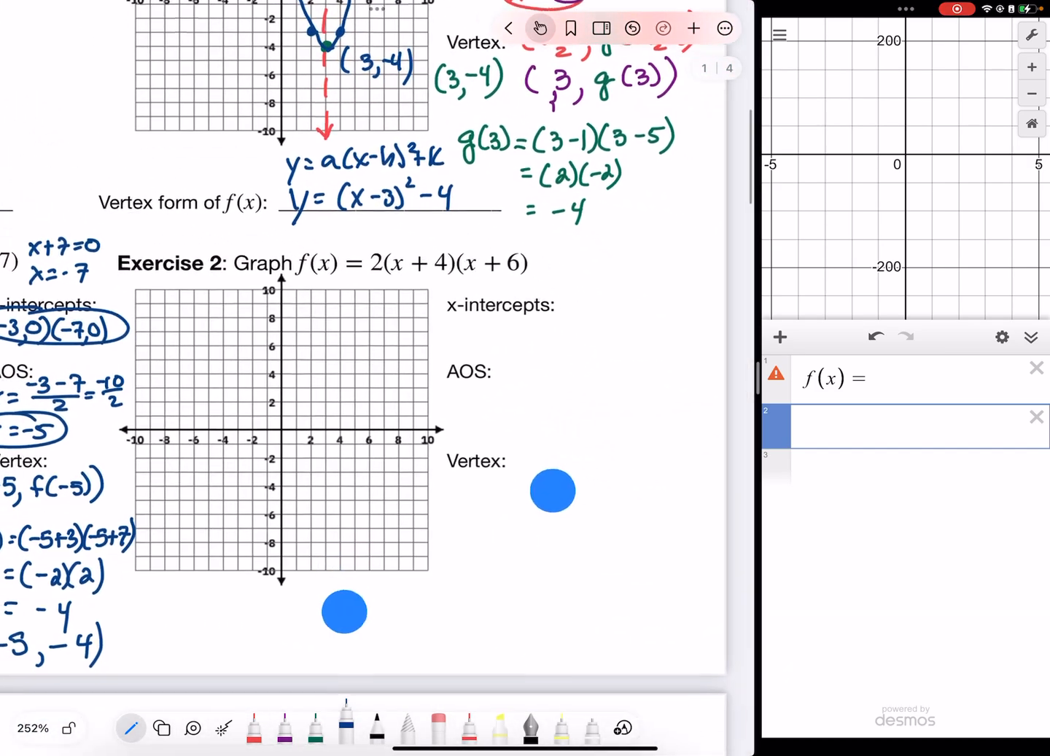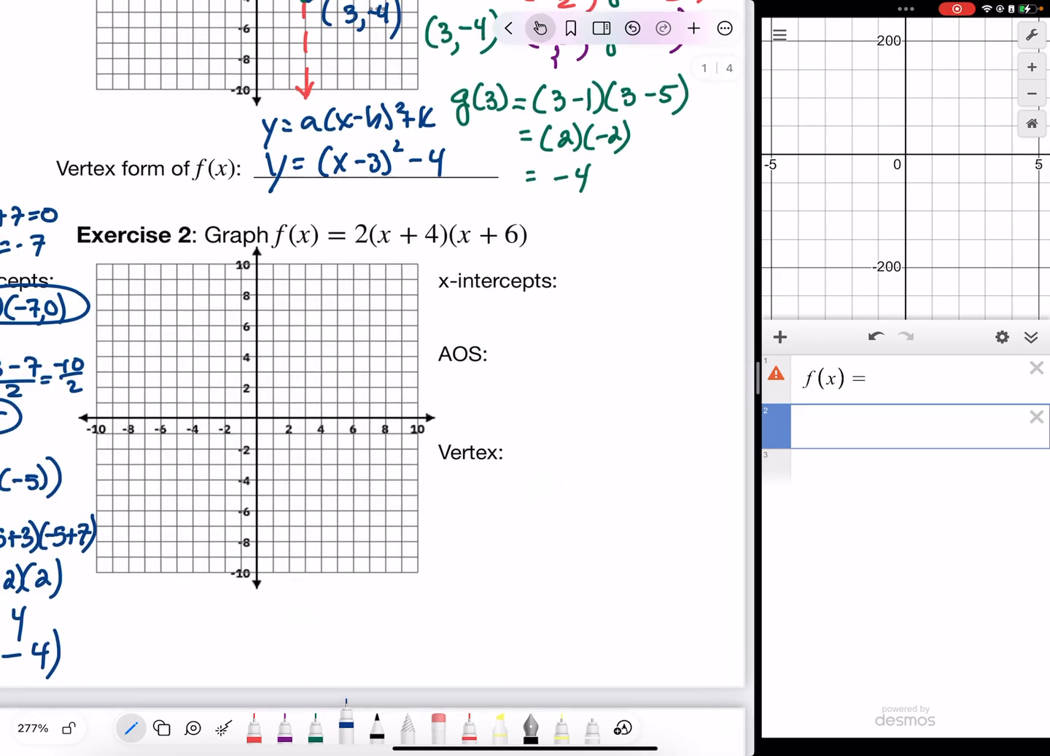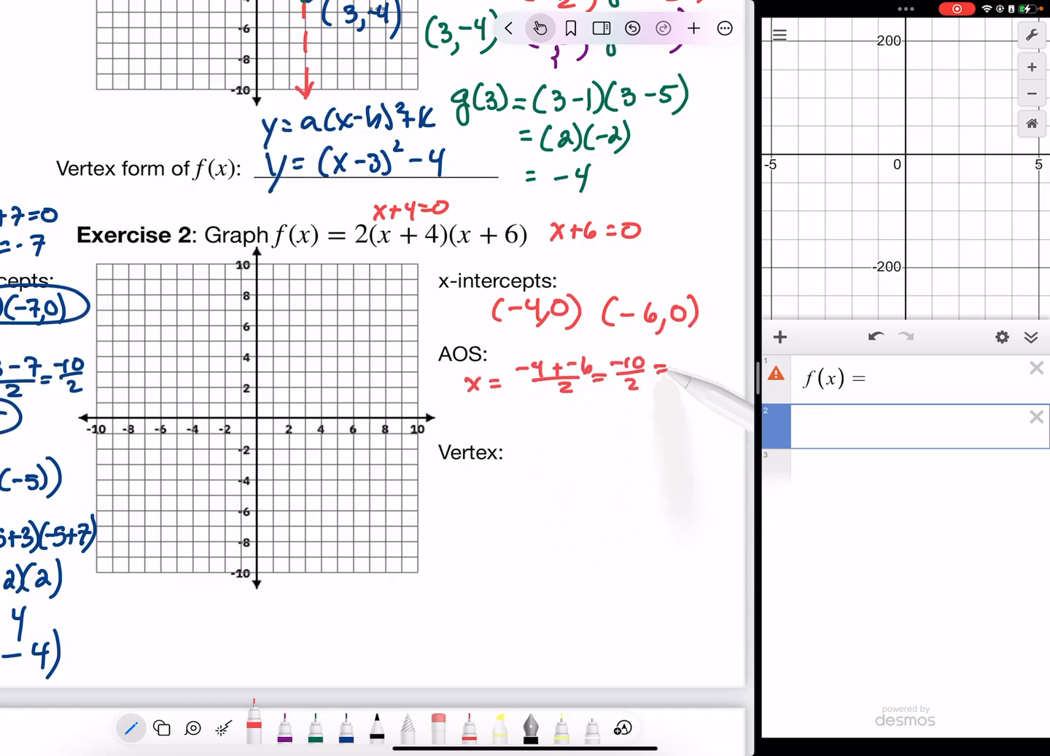Exercise 2 here. So this is for you to practice again, but here's the work for it. To catch up, x plus 4 equals 0. So x is -4. So -4 comma 0. X plus 6 equals 0. Solve it. X is -6. Axis of symmetry: -4 plus -6 over 2 equals -10 over 2 equals -5. There's -4, 0. Here's -6, 0. That's not -6. It's right there. And there's the axis of symmetry.